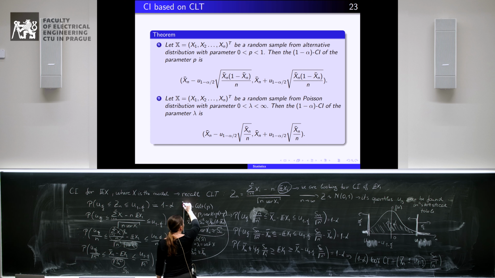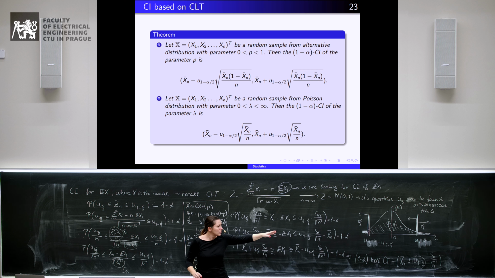But in general, when we are not in the situation of some simple distribution, we can use in general the confidence interval given by the general description: the sample mean plus minus the quantile with the index 1 minus alpha half times the sample standard deviation over the square root of n.